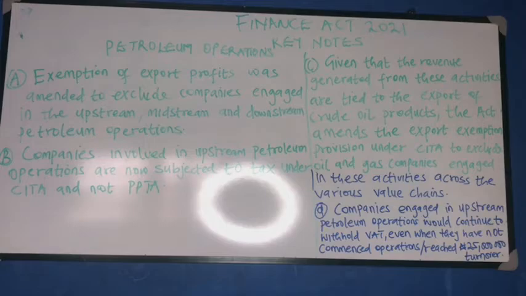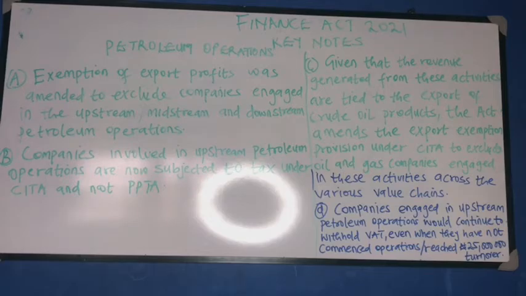So these companies are now liable to tax under the provisions of CETA and no longer under the Petroleum Profit Tax Act. Next, given that the revenue generated from these activities is tied to the export of crude oil products, the Act amends the export exemption provision under CETA to exclude oil and gas companies engaged in these activities across the various value chains. So this is in line with the number 1 point, the A point and the B point. So across the value chain, these acts affect every one of them.